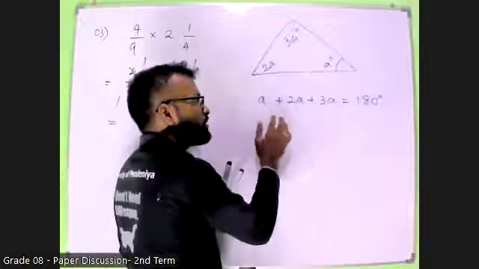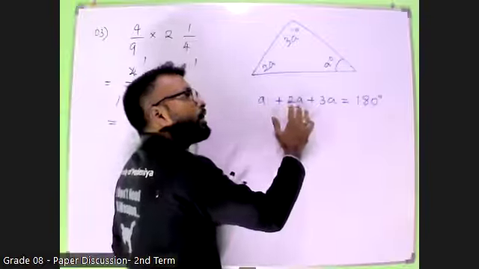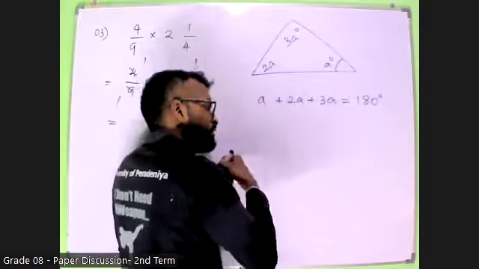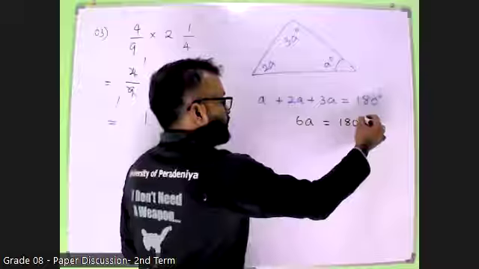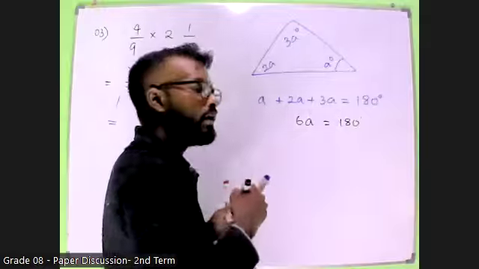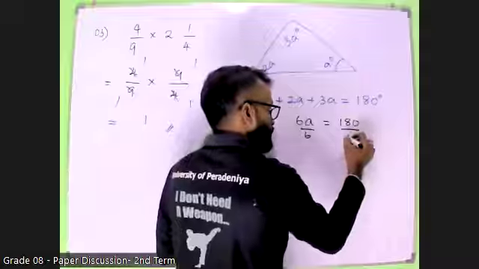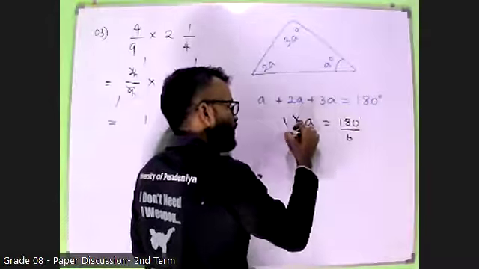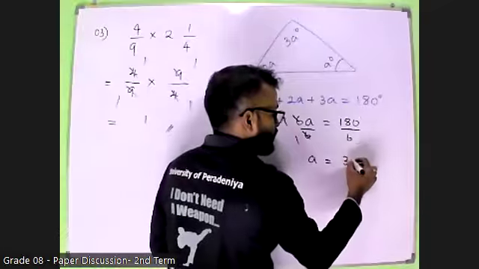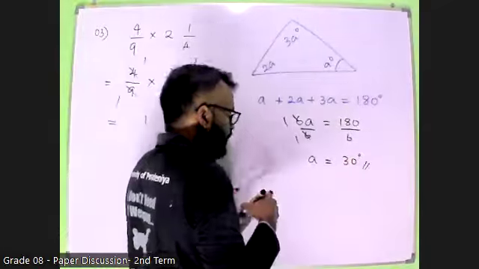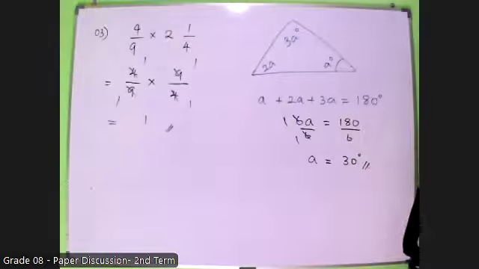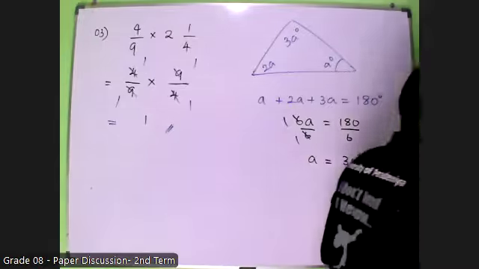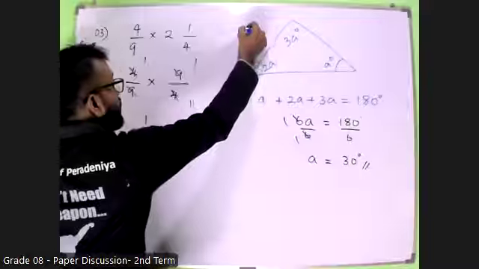These are like terms: a plus 2a plus 3a is 6a. 6a equals 180 degrees. If you want to find the value of a, you need to divide both sides by 6. 6 times 1, 6 times 1. So a equals 30 degrees. If you have this one, you will get 2 marks. Right, okay. Then the fifth one. So this was the fourth one.